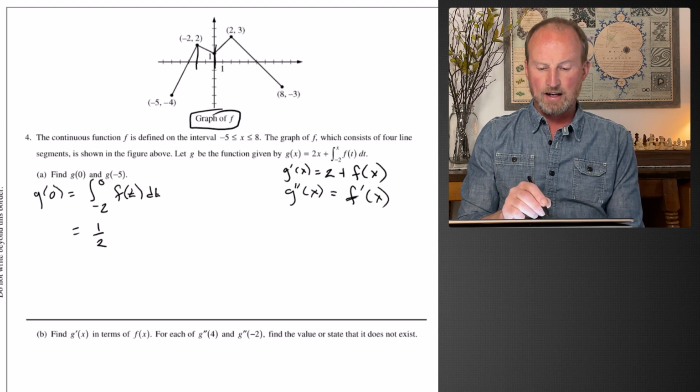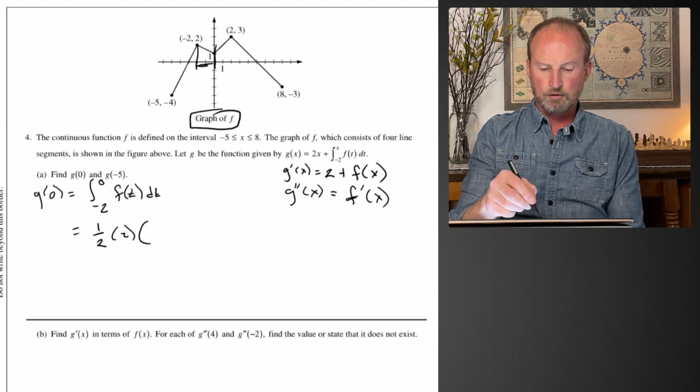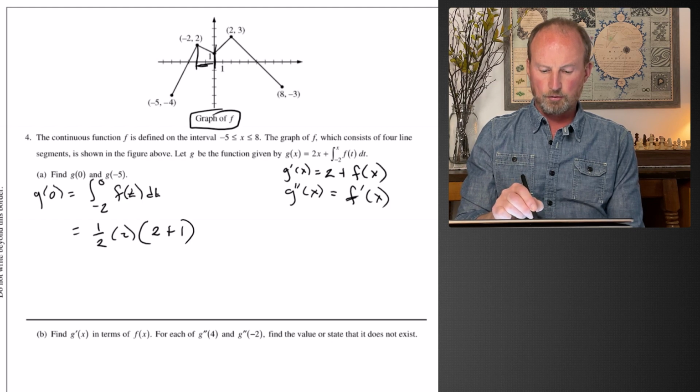So 1/2 height, which is this distance along the x-axis, which is 2, times base 1, which is either one of them, I'll go with the 2, plus base 2, which is the 1. So this distance plus that distance. 1/2 of 2 is 1, 2 plus 1 is 3.